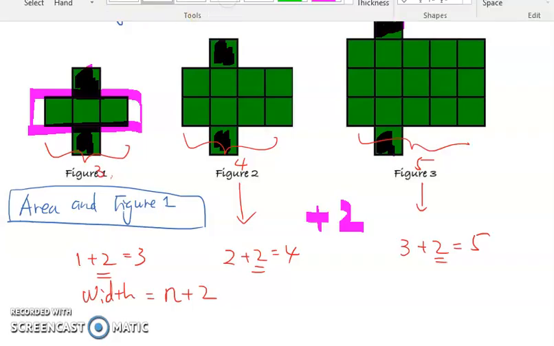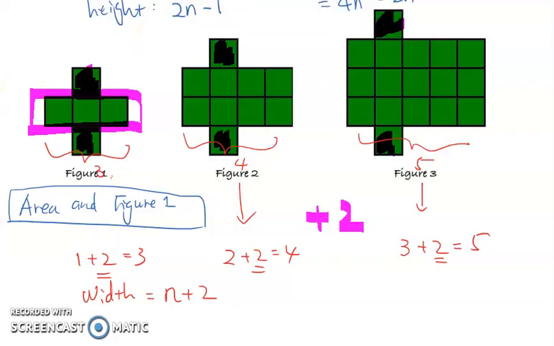Now what we're going to look at is the height. Again, you're going to label the height. Once you make it visual, it's much easier. So label it 1, 2, 3. I notice that 1 is the same as figure number 1, 2 is the same as figure number 2, 3 is the same as figure number 3. So for the height, it's very straightforward. The pattern is height is equal to n. n always represents the number of the figure.